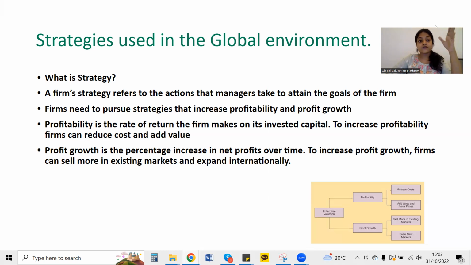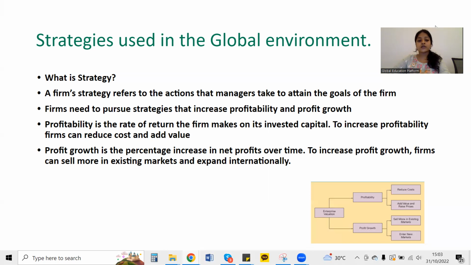And the next point, firms need to pursue strategies that increase profitability and profit growth. So that's the main motive. You can't have strategies developed just for the sake of developing strategies. You need to have a motive there. Whether you have a profit-achieving organization or a charity, at the end of the day, each organization has a goal. So you need to make sure that you are working towards achieving that particular goal.